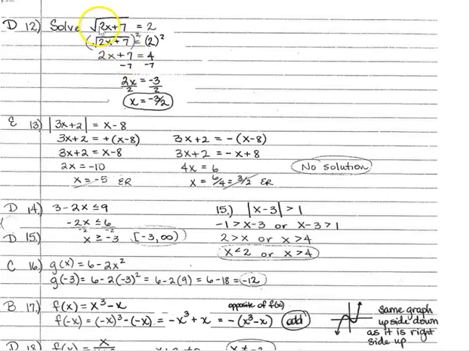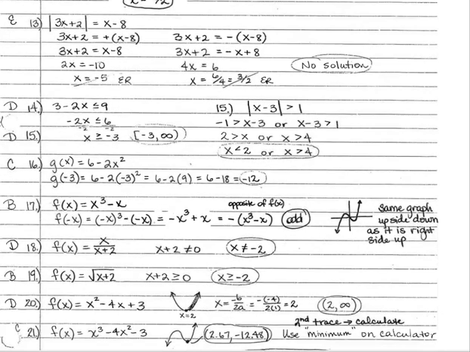And if we plug that back in, 2 times negative 3 halves is negative 3. Negative 3 plus 7 is 4. Square root of 4 does equal 2. So that is an actual solution, not an extraneous root.